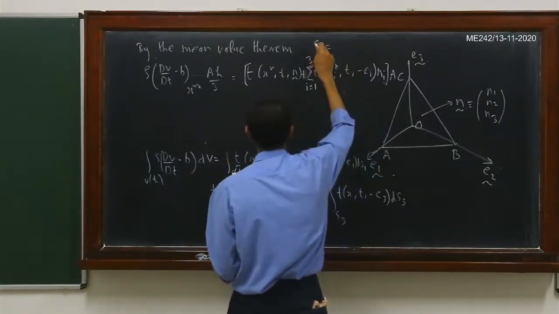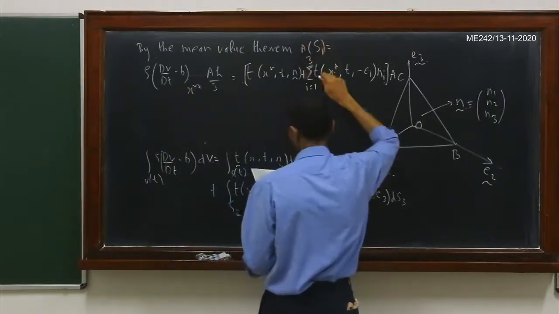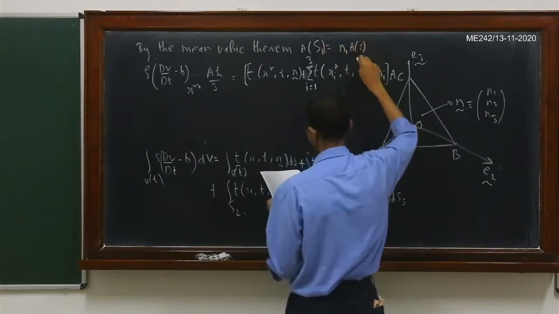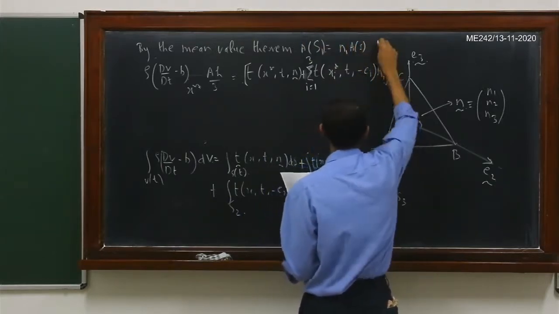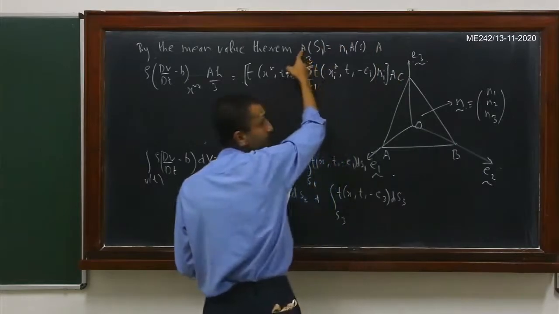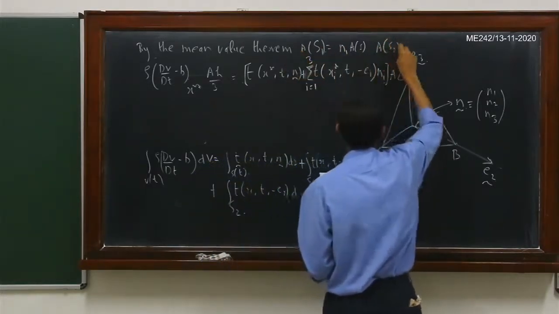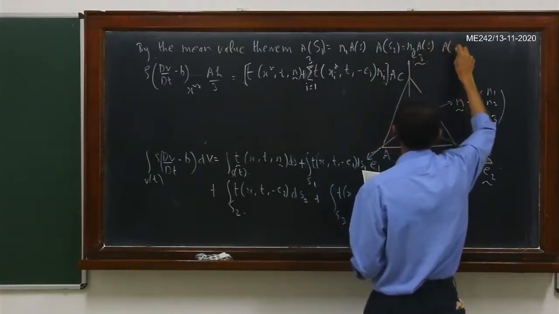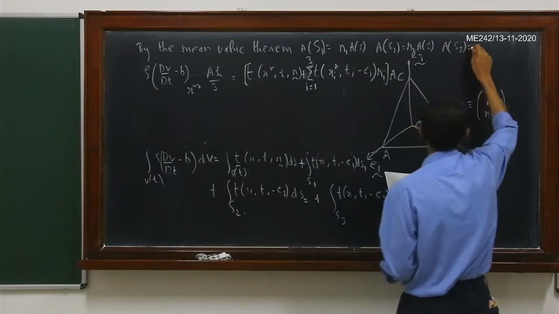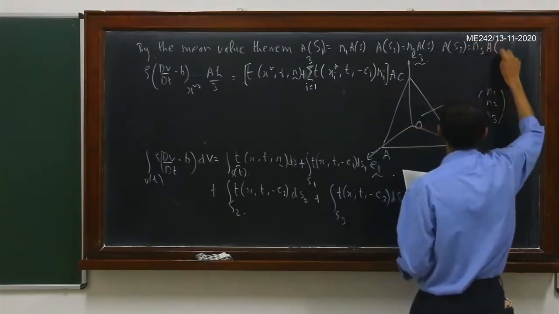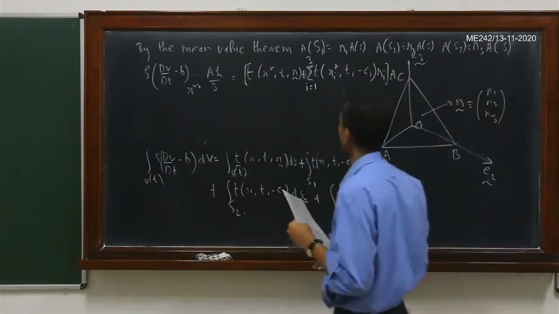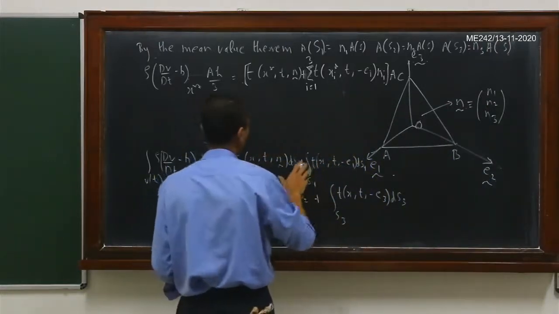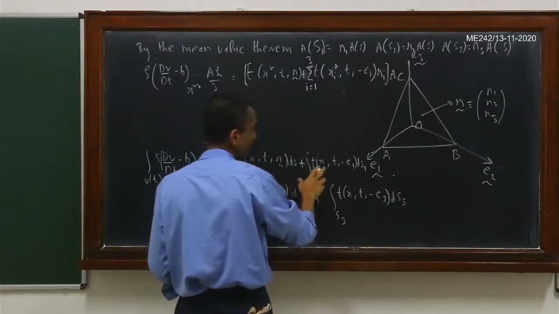so this is area of S1 is equal to N1 times area of S, then area of S2. So this symbol A stands for the area. So area of S2 is equal to N2 times area of S, and area of S3 is equal to N3 times area of S. Okay, I am using this because what I am doing is taking some point inside each of these surfaces.